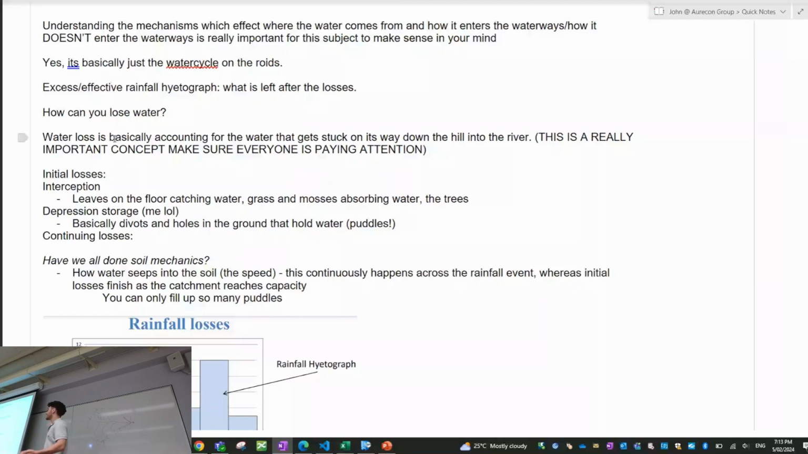But basically, these are the 2 kinds of losses. So you've got continuing losses and you've got initial losses. Now, these are important because you're going to be needing to use them in calculations later on.